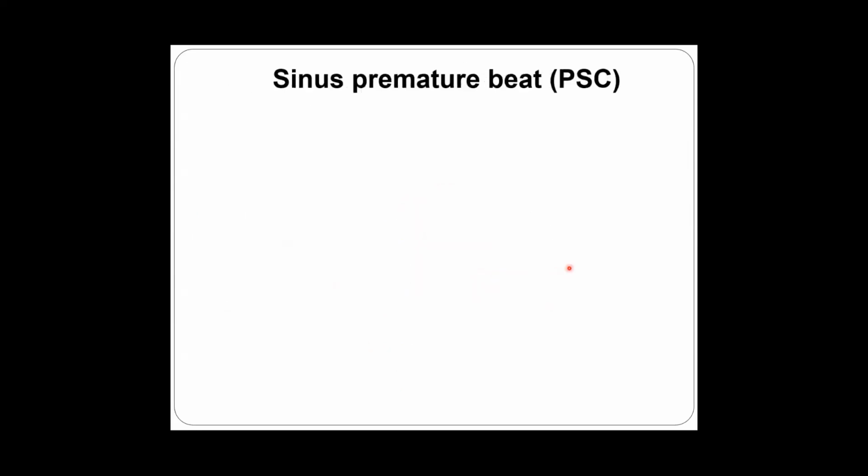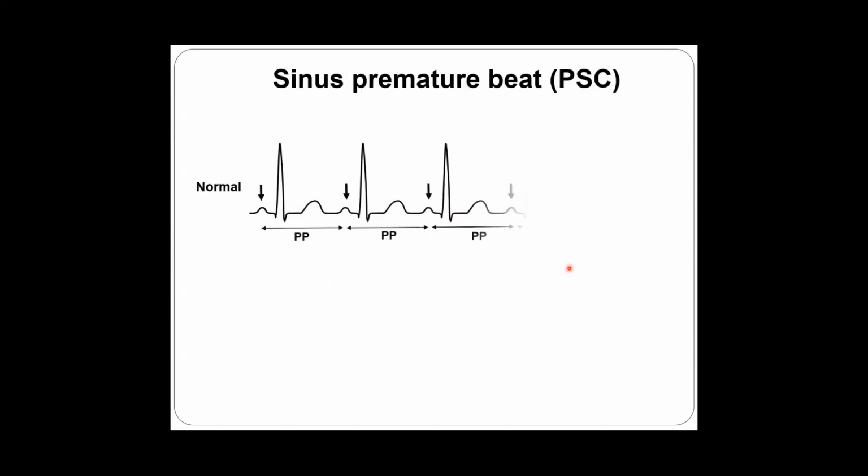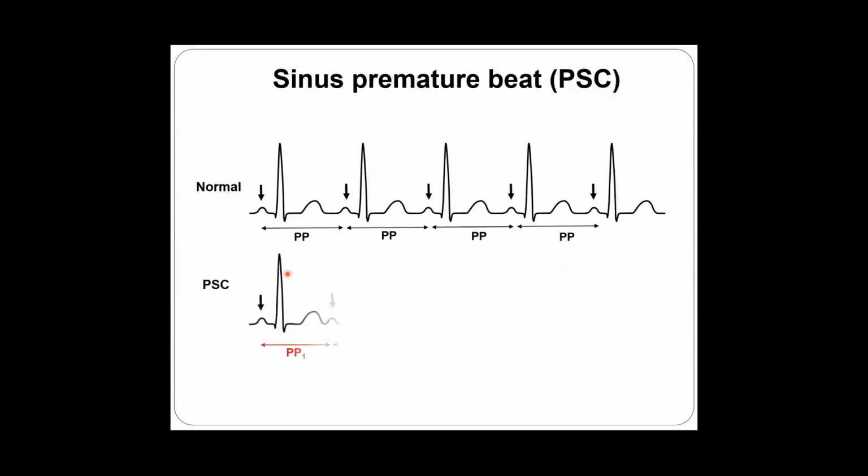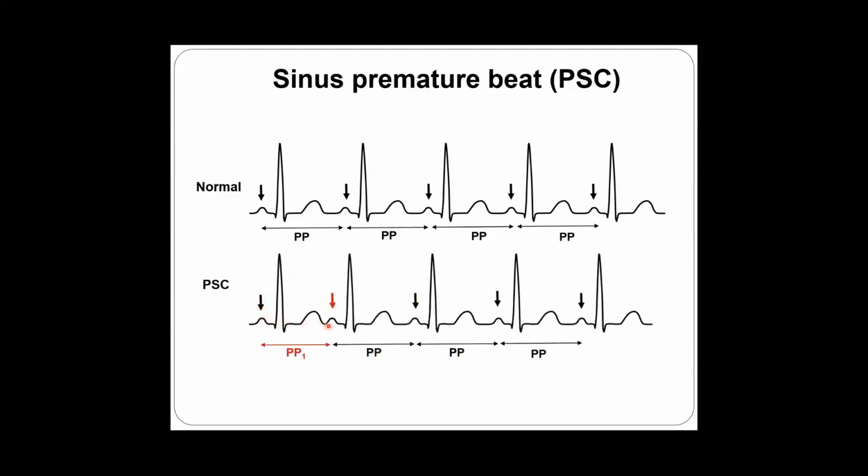Okay, let's talk about the sinus premature beat. We could have a sinus premature beat, meaning that the sinus fires a little bit faster, so it depolarizes the sinus node earlier, and this is why we have an early coming beat. How can we diagnose this sinus premature beat? First of all, we have P waves in front of the QRSs, and the P is identical with the previous one. So there is no difference between the P waves.